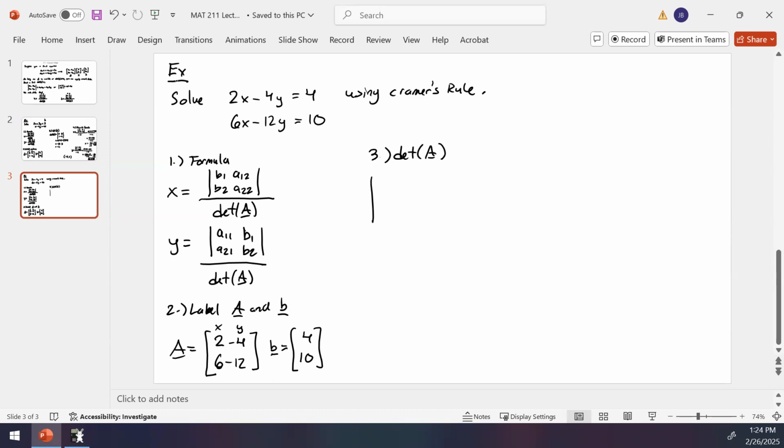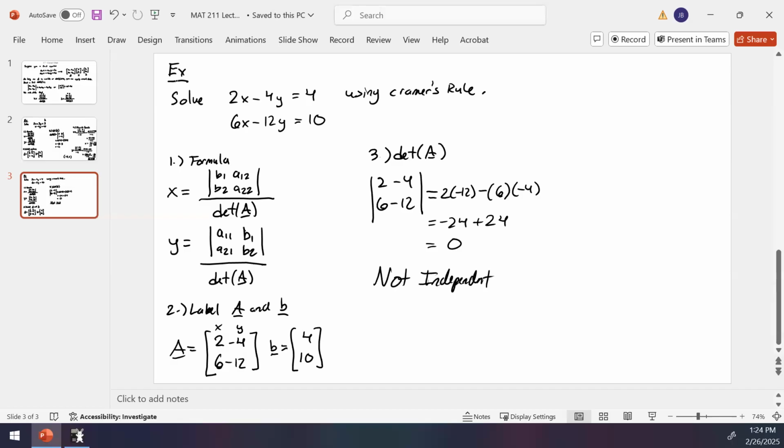So we have our values, and then step 3, the determinant of A. If we calculate the determinant of 2, -4, 6, and -12, we get 2 times -12 minus 6 times -4. And then we get -24. A negative times a negative is a positive 24, and we get 0. So this means Cramer's rule cannot be used. So basically, we do not have an independent solution. So you essentially have infinite solutions.